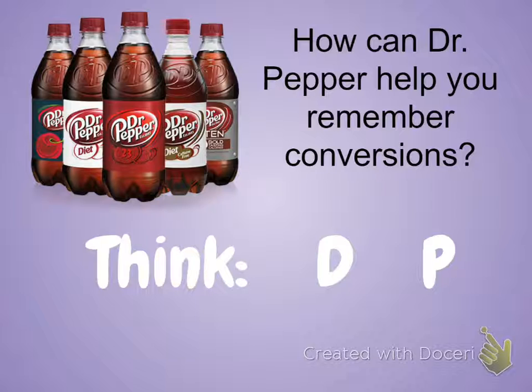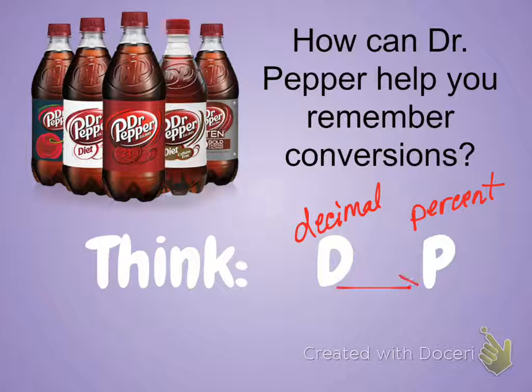Okay, so Dr. Pepper can help you remember how to go from a decimal to a percent. Okay? If you think D stands for decimal, P stands for percent, then to go from a decimal to a percent, we're going to move the decimal 2 places to the right. Dr. Pepper, decimal percent, 2 places to the right. So to go from a percent to a decimal, we're going to move the decimal 2 places to the left.